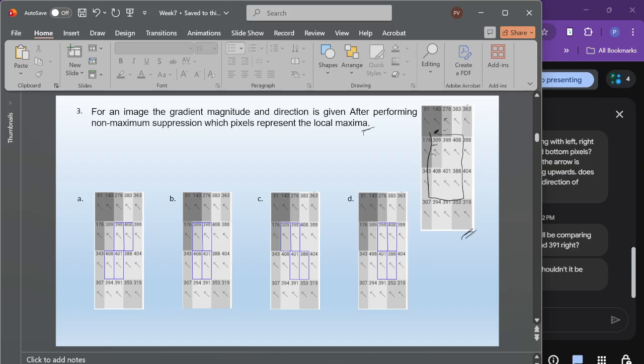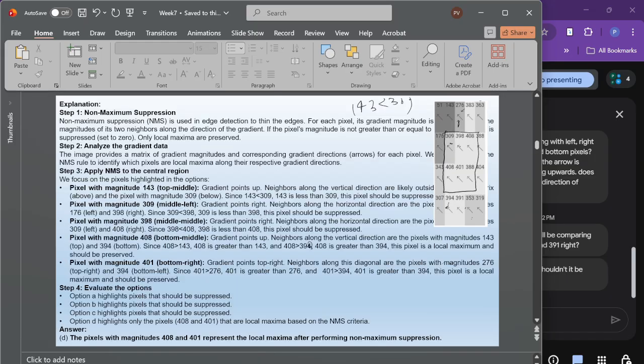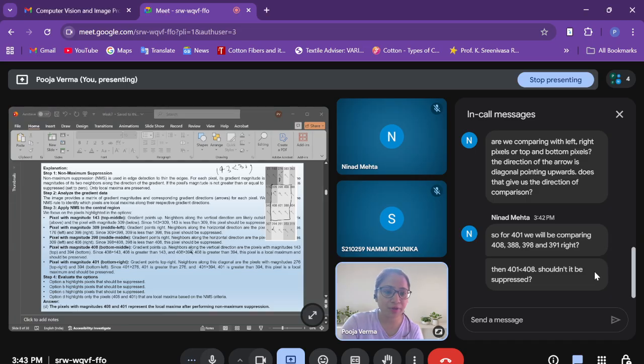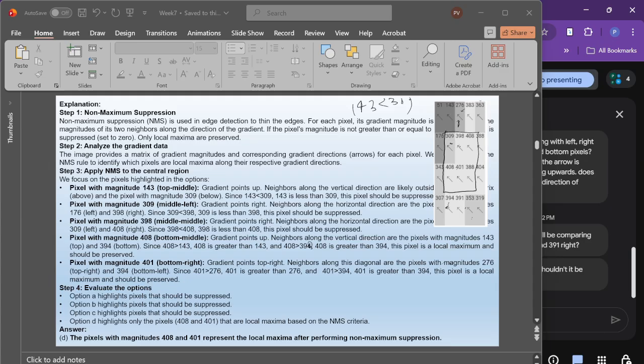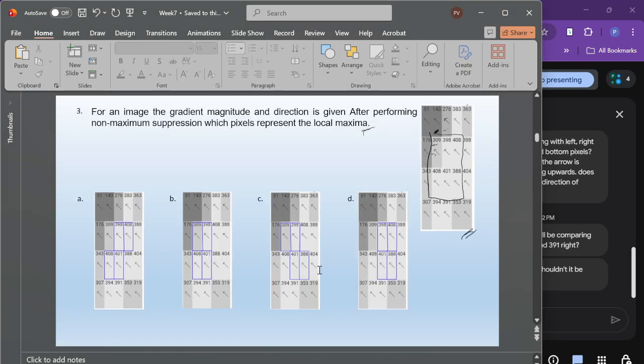So just go with the options. In the options only, you can just check for that point. You just check which option is suppressed or preserves the local maximum. If you have gone through all the points, then some points will be suppressed and some points will be preserved. So just check with the highlighted part in the options. We need to check only those points, whether it is matching or not now.